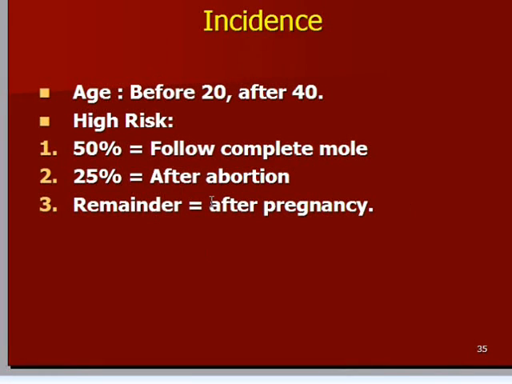So what we are discussing here is a choriocarcinoma from the placenta, gestational choriocarcinoma, which is trophoblastic in origin. It is more common before the age of 20 years and after the age of 40 years. 50% of the people who have a choriocarcinoma have a history of a complete mole. 25% of cases occur after abortion, and some occur after a normal pregnancy. This tells you that complete mole is the most common cause of choriocarcinoma.